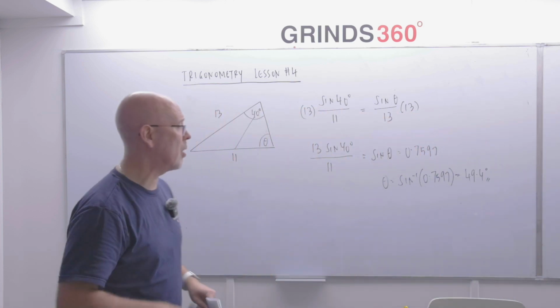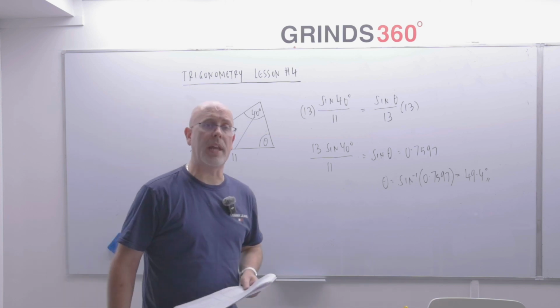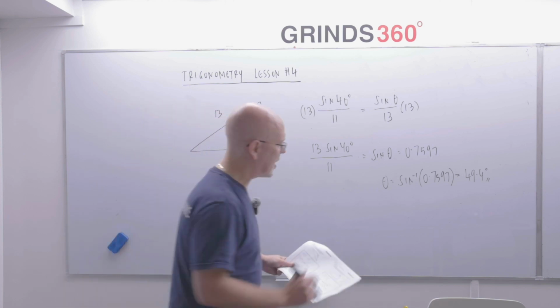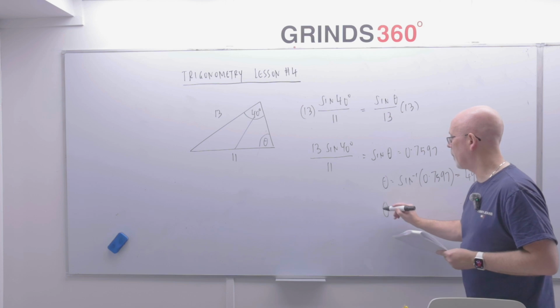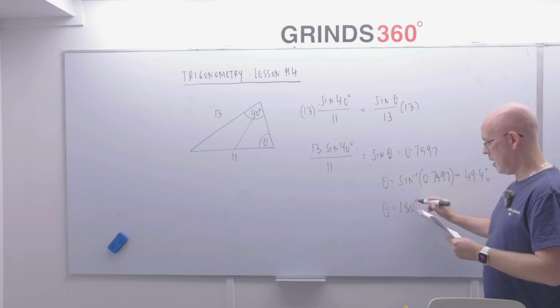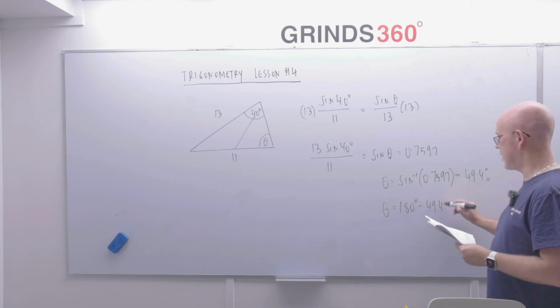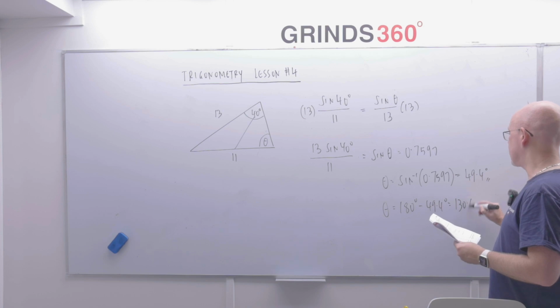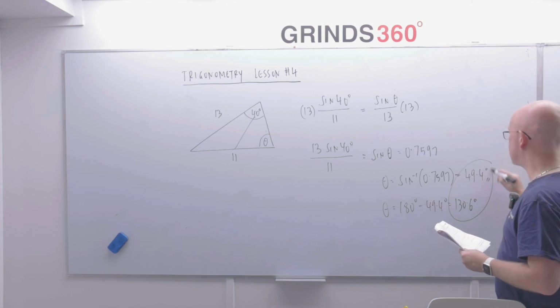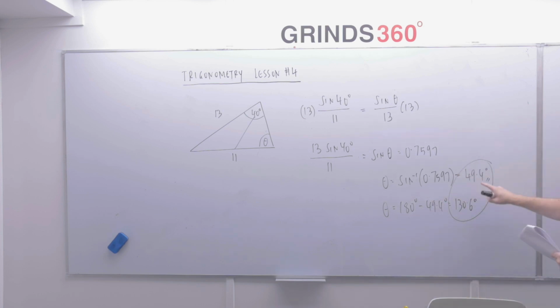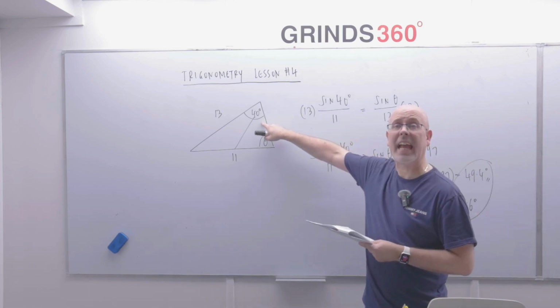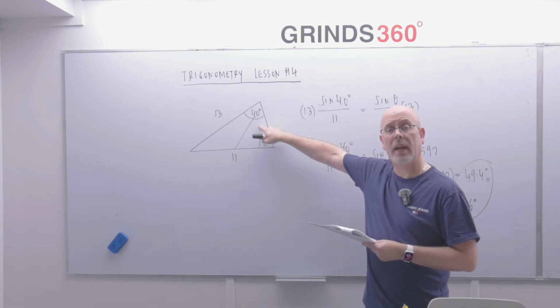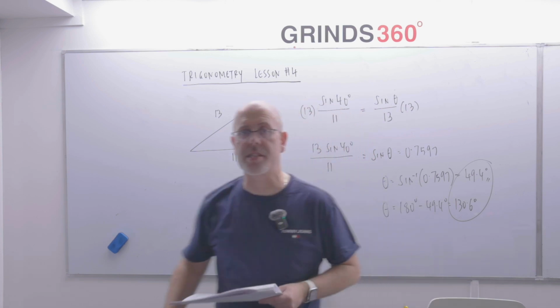To find the second one, all I've got to do is subtract that from 180. So the second value for theta is 180 degrees minus 49.4 degrees, which is 130.6 degrees. So in this case, they're the two answers. And notice the reason why we got an ambiguous case: the angle we found using our sine rule was bigger than the angle given in the triangle. That's when an ambiguous case arises.